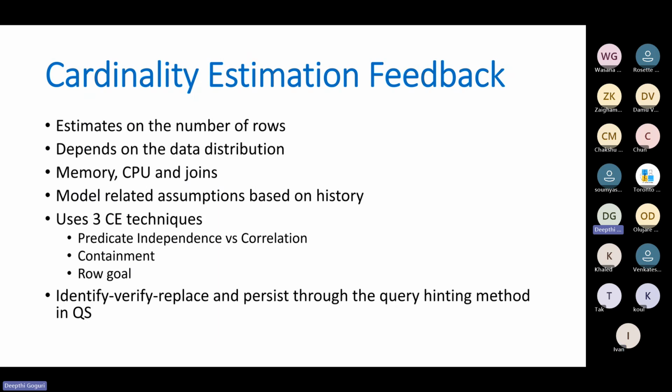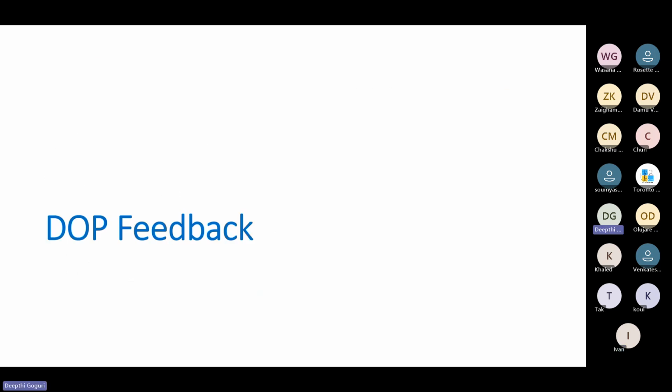Based upon all of those values, it will identify the queries, verify the feedback, and then replace by using the query hints. So it will use the query hints from the query store automatically for you. It will force the plan and use the query hinting method on your queries. Even this particular IQP feature will use query store.